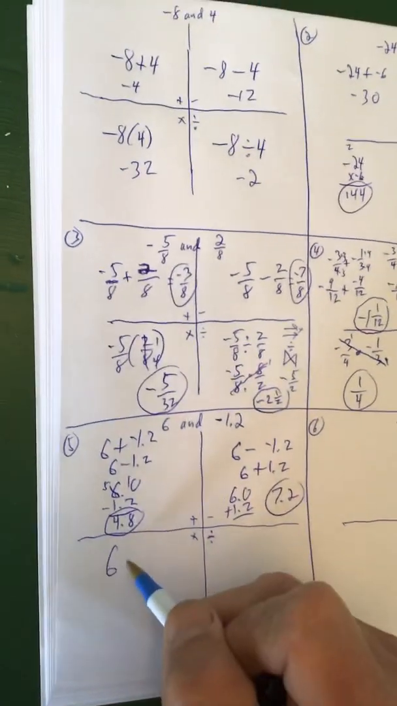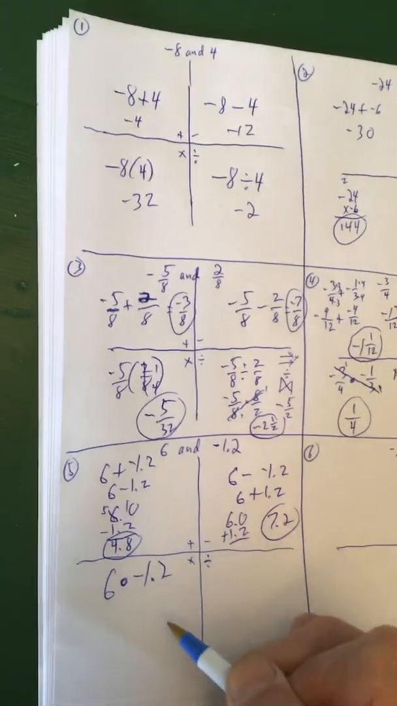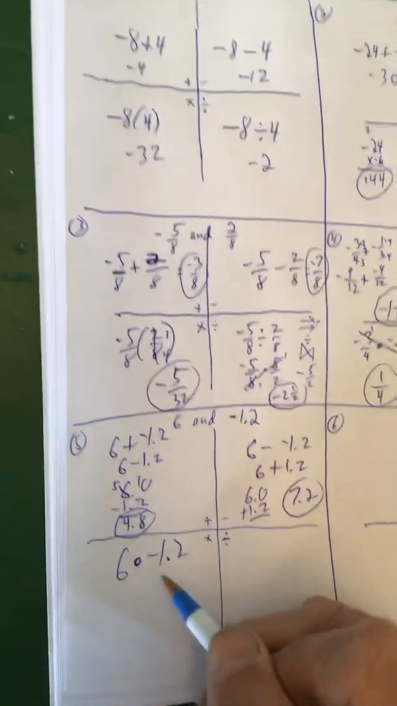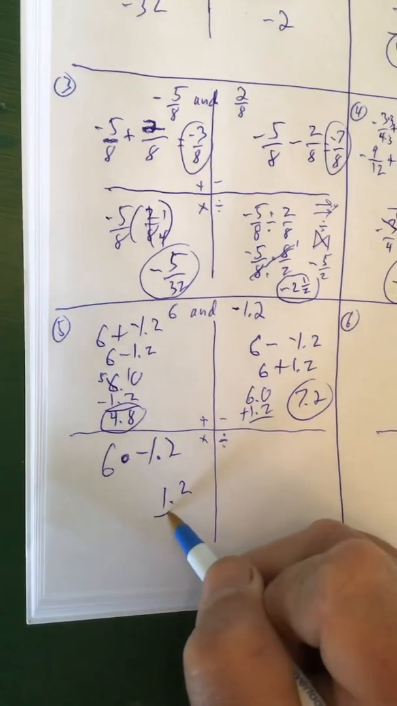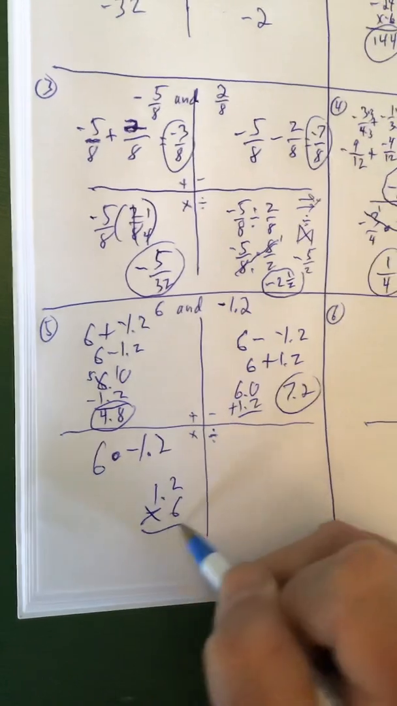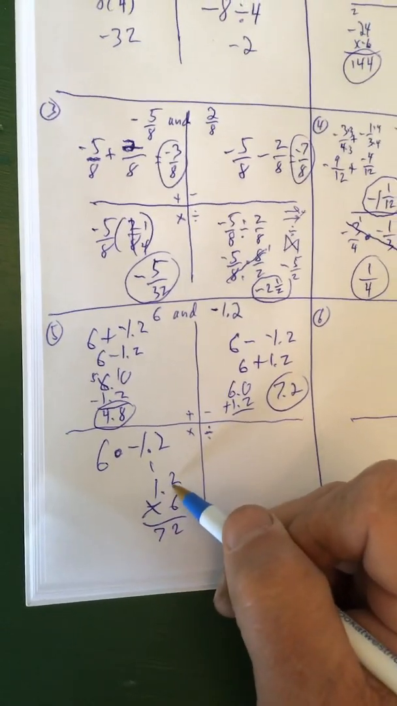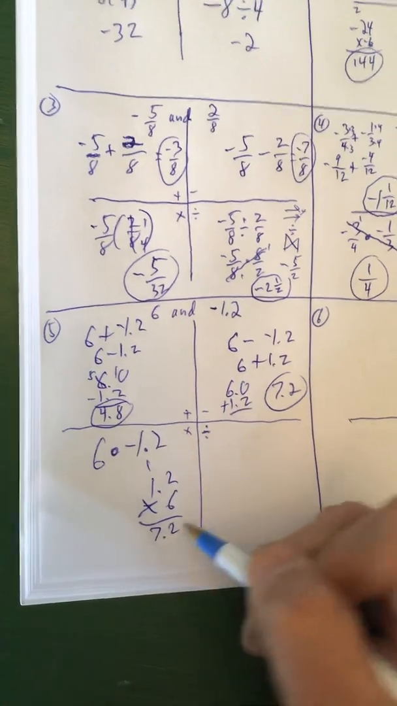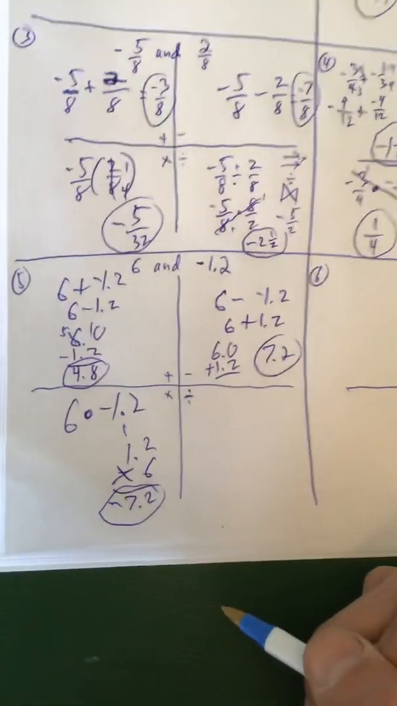And then 6 times negative 1.2. I'm going to multiply and dividing, and the signs are different. The answer is going to be negative. I'm going to put the 1.2 on top. Times 6, 12. Carry the 1, that's 7. And 1 decimal to the right, so 1 to the right. So your answer is going to be negative 7.2.